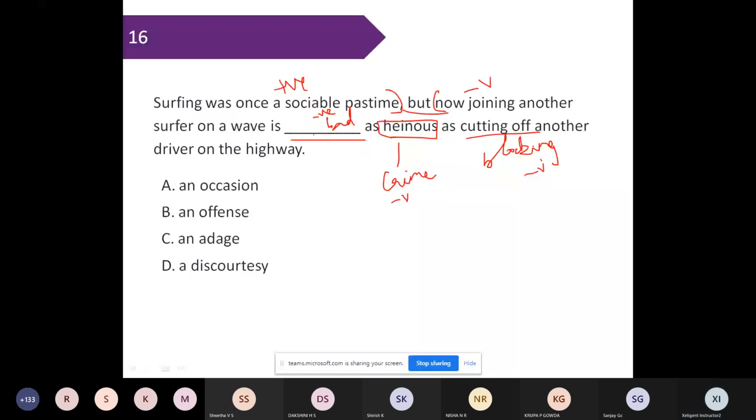Occasion. This will not logically fit the blank. Offense. Offense is there, and adage. Adage means it's just a saying, something you're saying verbally. And discourtesy. Discourtesy is showing bad manners.